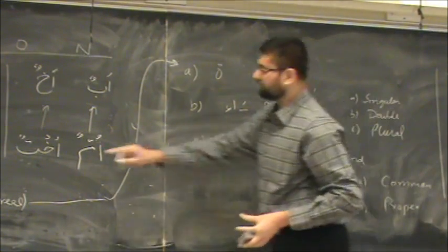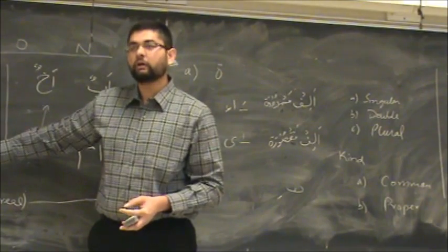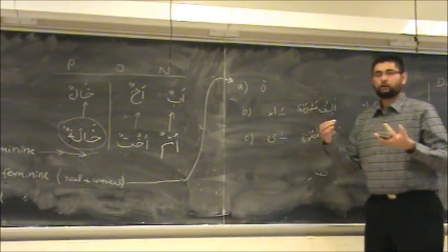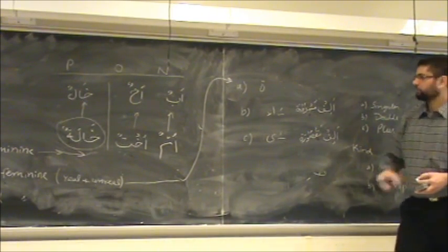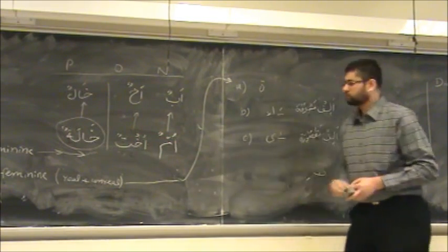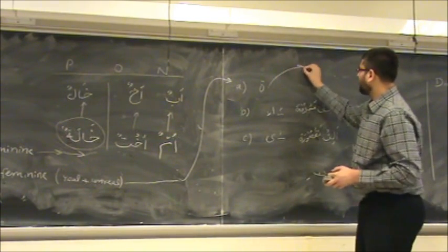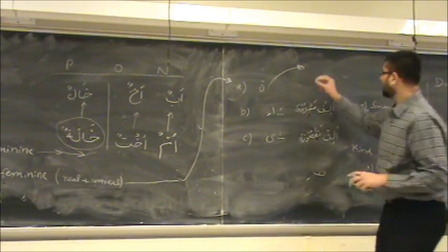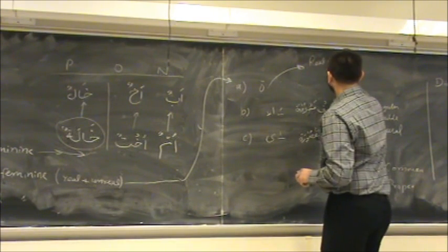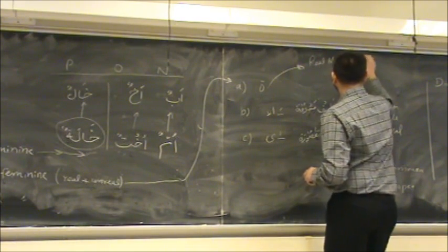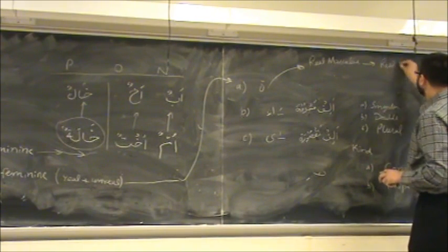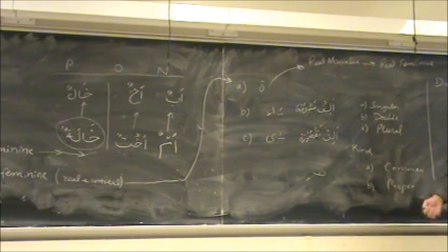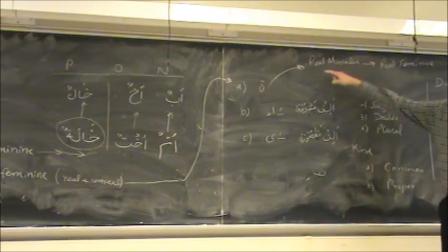Okay. For example, here, see, we have ta marbuta. So by looking at the word, we could also guess that it is feminine. But for others, we may not be. So those are other real nouns. Also, this is a way to make real feminine from real masculine. This is the way to make a real feminine from a real masculine.